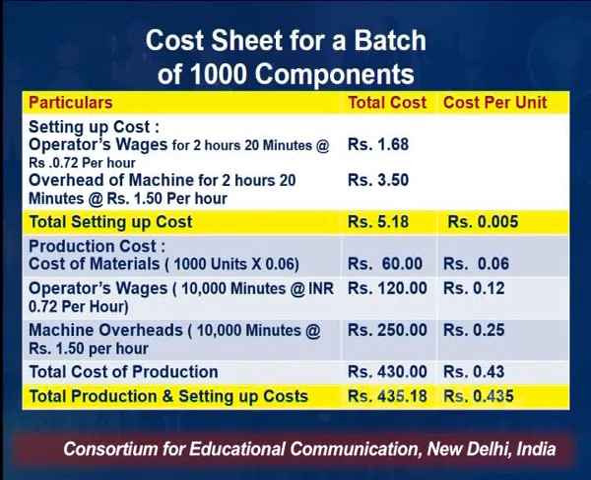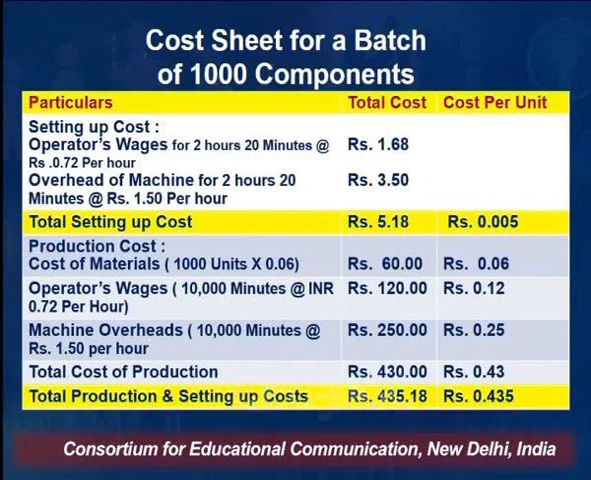So the worker is spending 10 minutes on 1 unit or 1 component, and since they are manufacturing 10,000 components, this is going to be my cost, that is 120 rupees. The same will be the impact on machine overheads, and this is going to be my cost, machine overheads allocated, that is 10,000 minutes at the rate of 1.50 per hour, and this becomes my total cost, that is 250 rupees. Total cost of production comes to be 430 rupees.